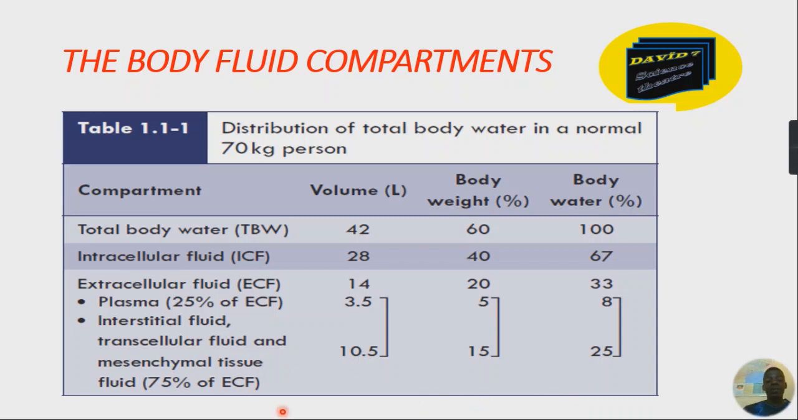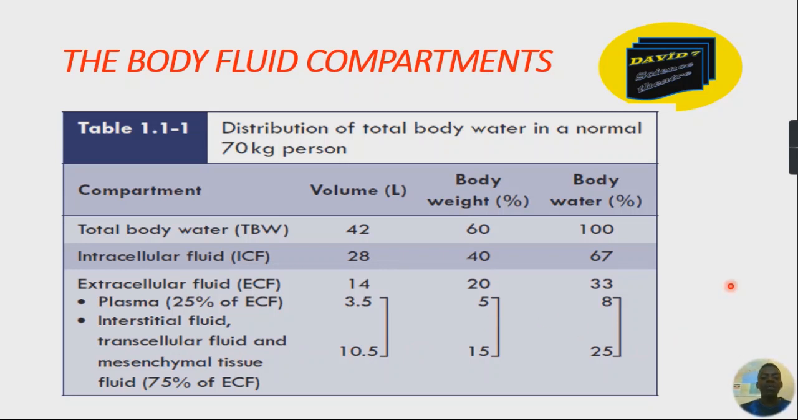So we're going to talk a lot more about these fluids. We're going to see how these values are obtained. These values are obtained through a couple of experiments and some mathematics. You will learn more about the transcellular fluid, where it is found, and mesenchymal fluid, where it is found. So let's continue. Just stick to this video.